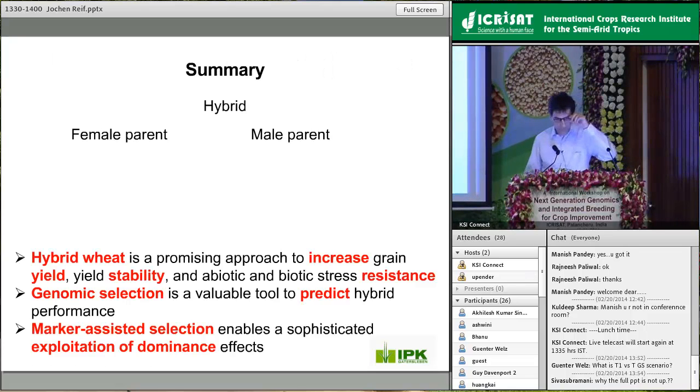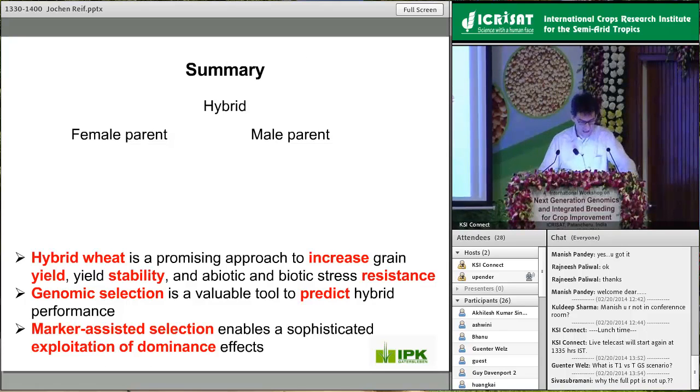So, good in time to summarize my results. I hope that I can convince you that hybrid wheat breeding is a promising approach to increase yield, yield stability, and also abiotic and biotic stress resistance. Genomic selection is a valuable tool to predict hybrid performance depending on the relatedness between training and prediction population. And marker-assisted selection enables a sophisticated approach to exploit dominance effects in these hybrid wheat breeding programs.